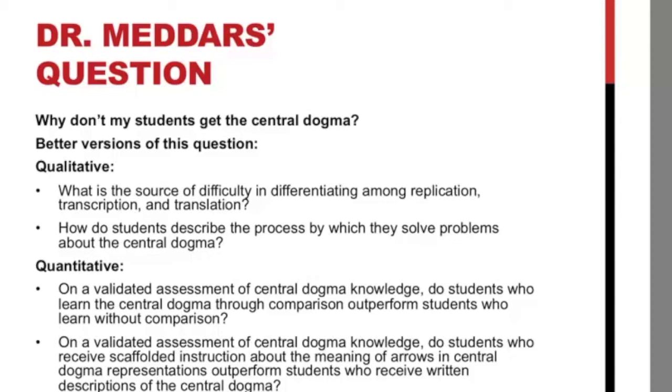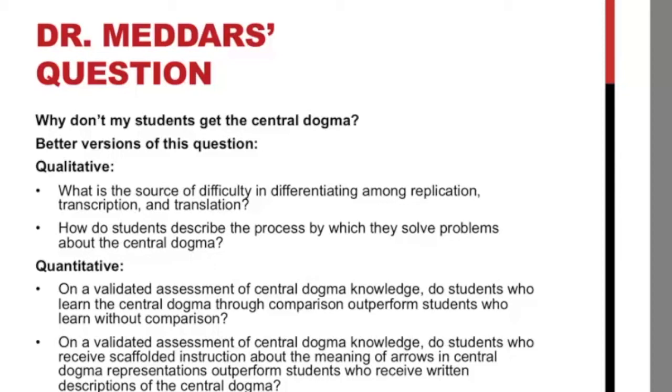So from a qualitative perspective, Dr. Metters might ask, what is the source of difficulty in differentiating among replication, transcription, and translation? Or how do students describe the process by which they solve problems about the central dogma? With this latter one, a way to approach this question would be to do something like a think aloud procedure, where students are asked to solve central dogma problems, and the interviewer prompts them to say aloud everything they're thinking while they solve the problem. So these are a couple of options.